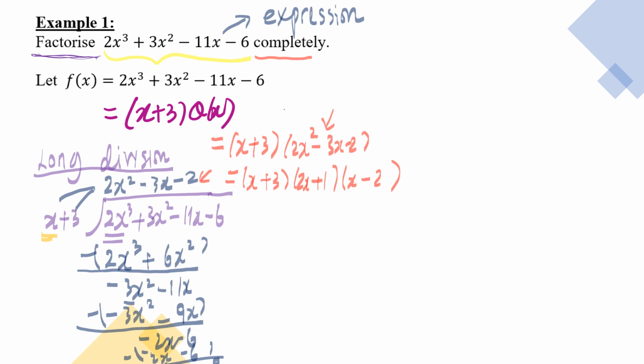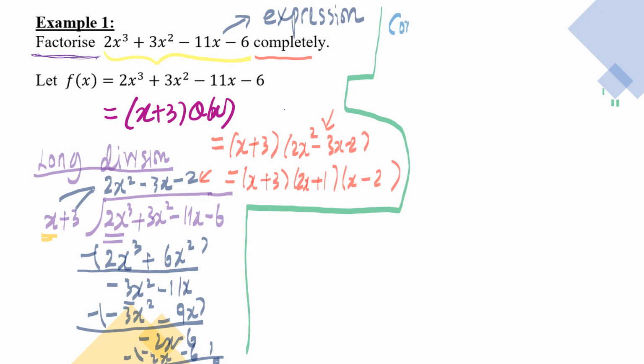Alright, so this is pretty straightforward using long division. Another method, if you're not too comfortable using long division, is one that I'm going to show here. This method is called compare coefficients of similar terms.